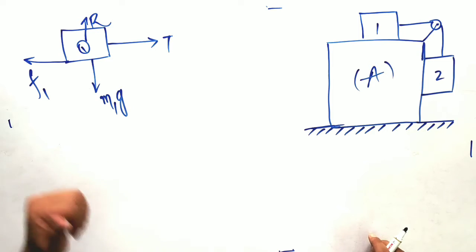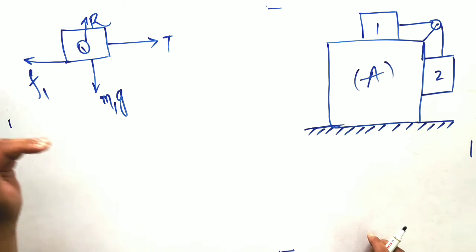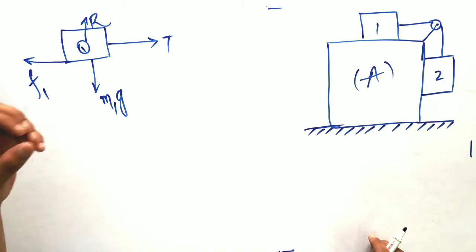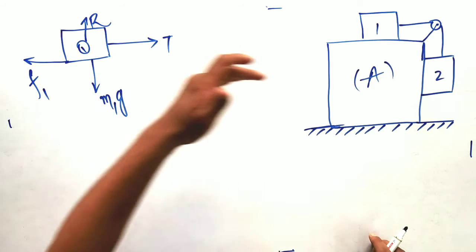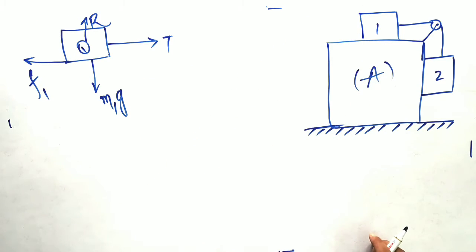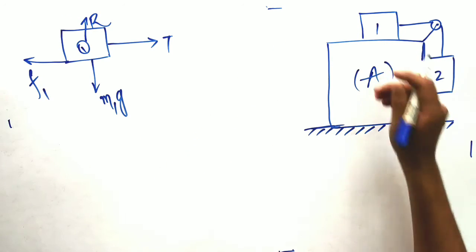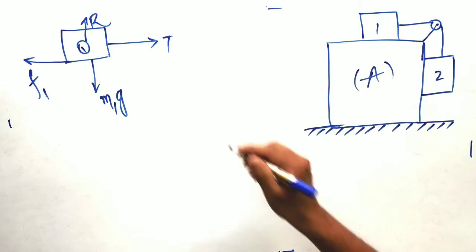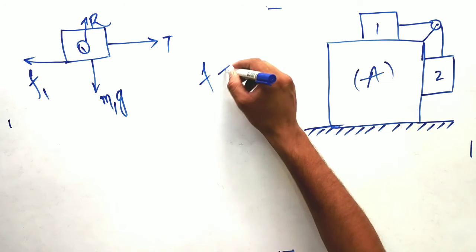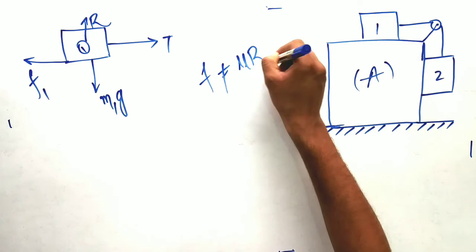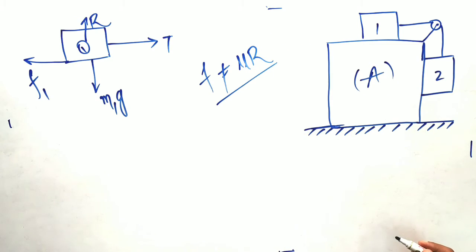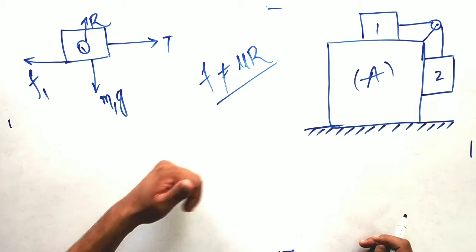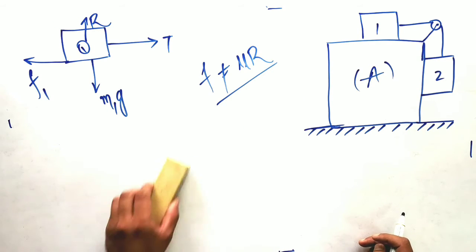Also, you may notice that I have not written the value of friction equal to mu R. The reason being, if the block 1 is stationary with respect to the block A, it means that the friction has not reached its limiting value. The limiting value of friction is mu R. It has not reached it. It is lesser than the limiting value.